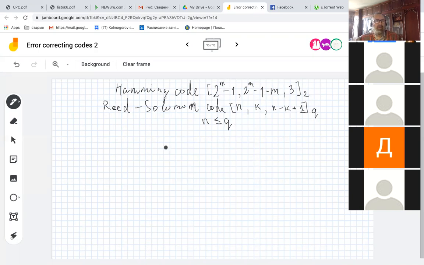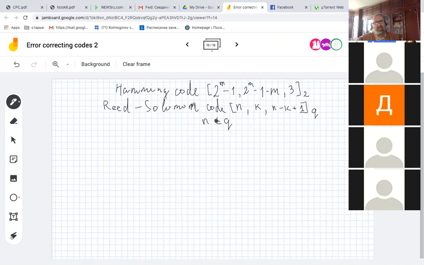So both codes are perfect in the sense that the parameters can't be improved, but on the other hand, each of them has certain minor points. The Hamming code is bad because the distance is very small, so it corrects only one error. The Reed-Solomon codes are bad because the alphabet should be large. The alphabet is at least the code block length.